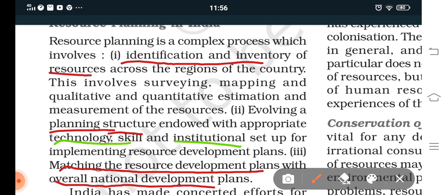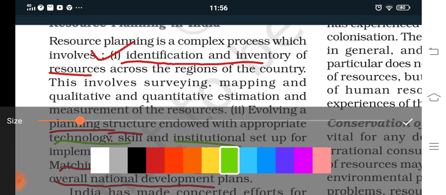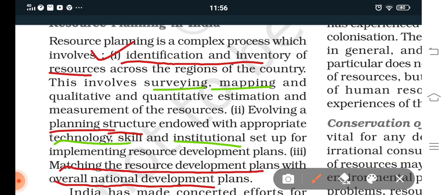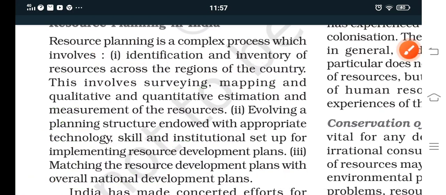So there are three things. First, you have to identify your resources through mapping, estimation, and surveying. Okay, then you have to make a really good planning structure through technological skill and the institutions. Then lastly you have to match the resource development plan with the overall national development. You have to see whether development is happening or not.